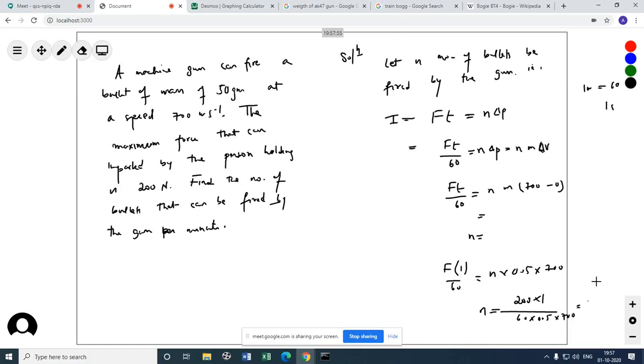How? Oh, so wait, I did something wrong. Where is the mistake then for us? If we cancel 200 by 60, it will be 10 by 3. Then, okay, I am getting the delta mv equal to 35. The denominator is larger, it should be 0.0. Come on, 700 meter per second, na? 700 meter per second.